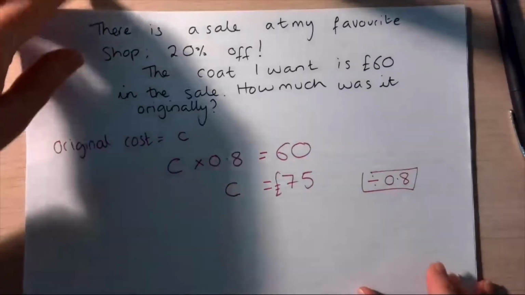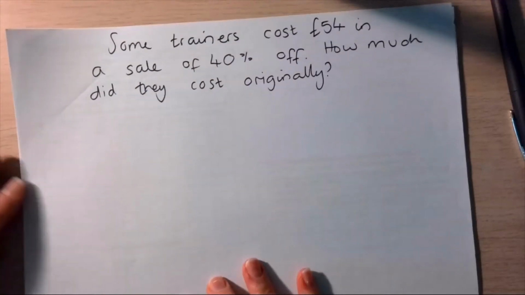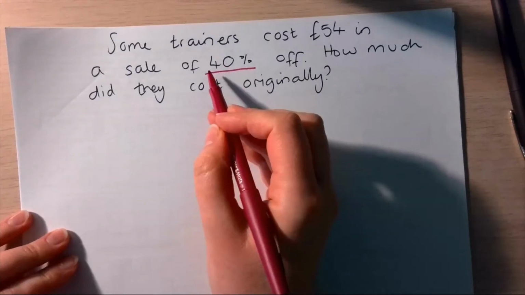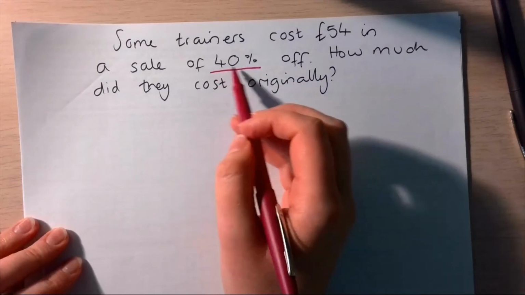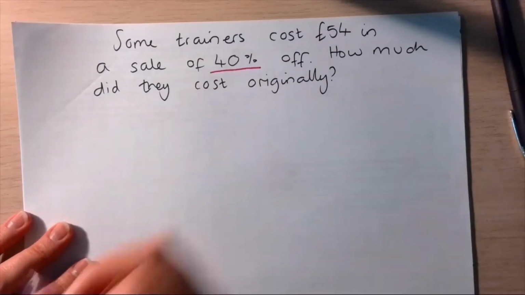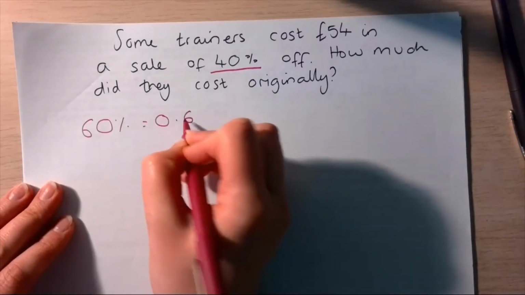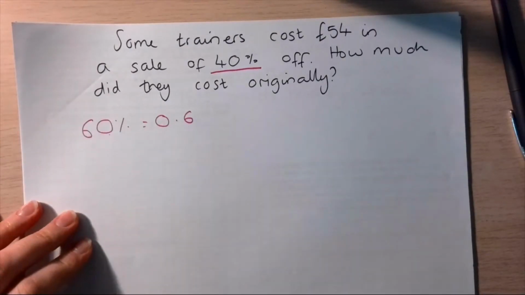Okay, let's try another one. Right then, some trainers cost £54 in a sale of 40% off. How much did they cost originally? So after 40% has been taken off these trainers, the new cost is £54. Again, let's remind ourselves, if there's 40% off, that means it's 60% on. What I'm doing there is just looking at the difference between 40 and 100%. Taking 40% off, you're still paying for 60%. So 60% is 0.6, so our multiplier is 0.6. That's just converted from a percentage to a decimal.